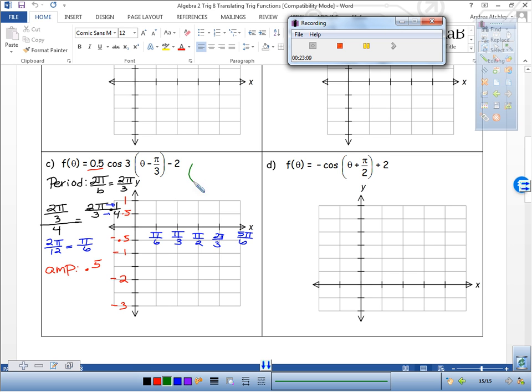Then we need our new origin. Rebecca, what is that? New origin? Pi over 3 and negative 2. Any questions over that? Okay, so we're at pi over 3. Draw in your new axis. And at negative 2, draw on your new axis.